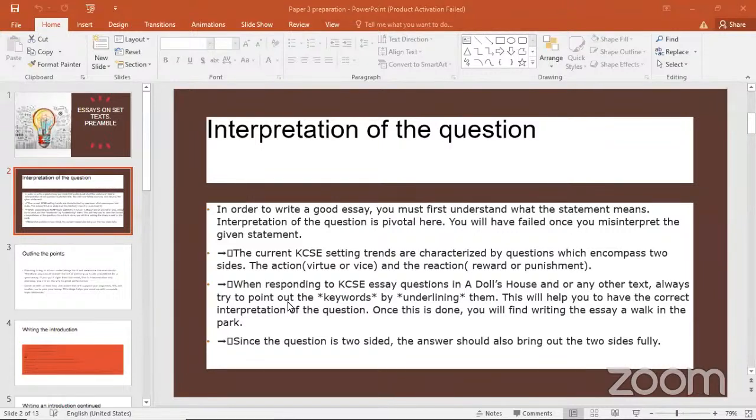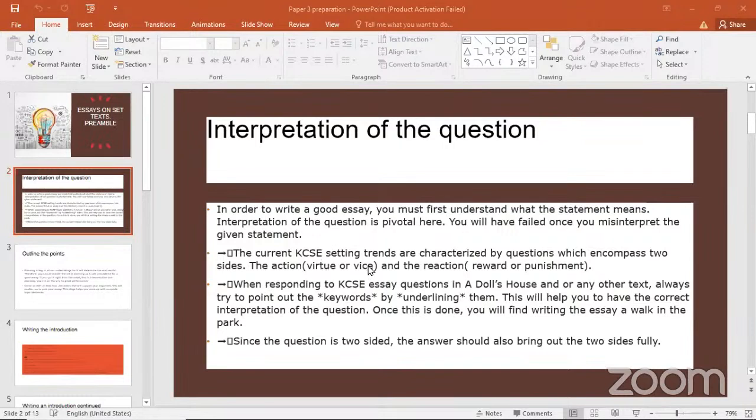Identify keywords in a question. Like I'm saying, we're going to look at an example of a question later and see how to go about it. Once you identify the keywords, underline those keywords, you're on your way to understanding the question. The other thing you need to know is that almost all questions being asked in the KCSE currently have two parts. The two parts, we divide them into the action and the reaction.